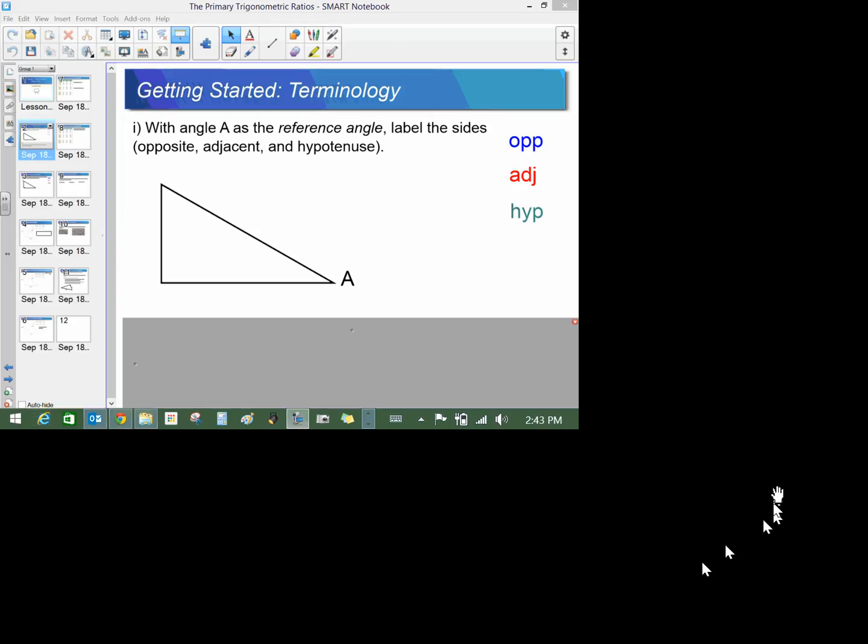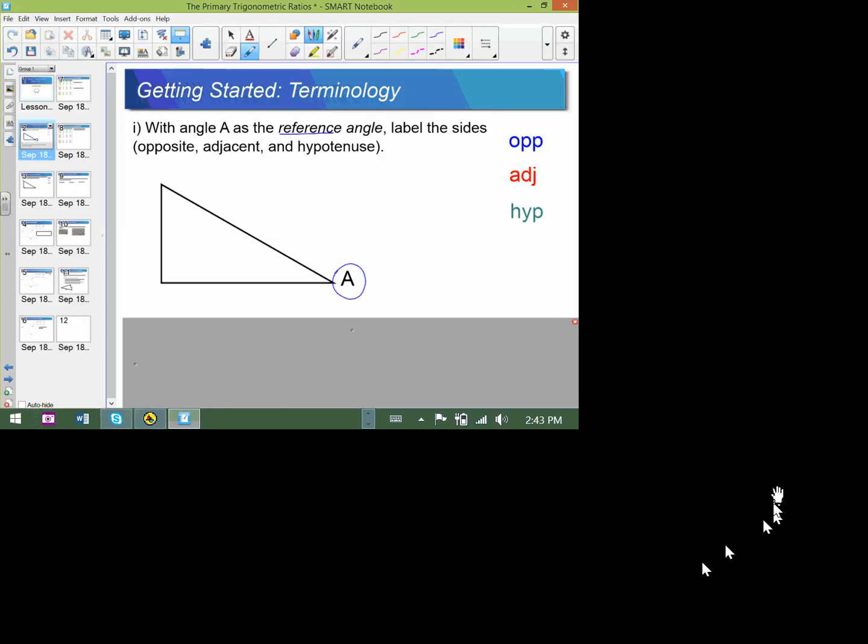So let's start with looking at angle A. Angle A is going to be our reference angle, the angle we're looking at, the angle we're using. So across from that, we're going to have what you call the opposite side length. And as you know, across from the right angle, we have our hypotenuse. Last but not least, the remaining side, the side that helps form this angle, is referred to as the adjacent side length.